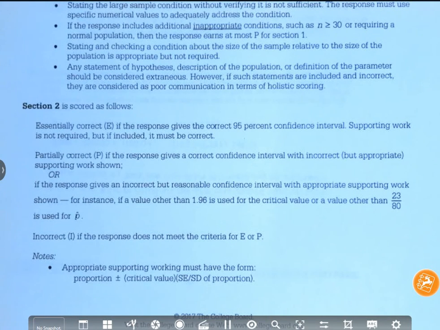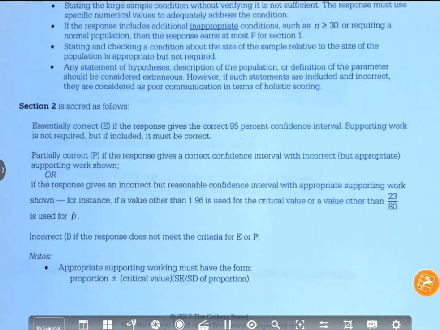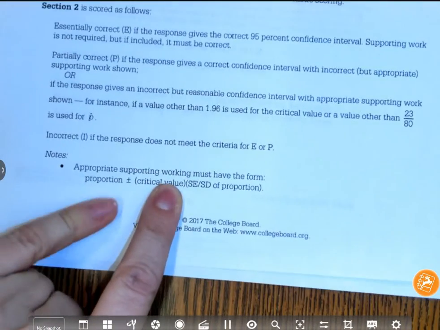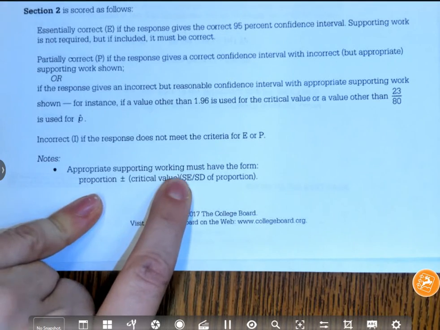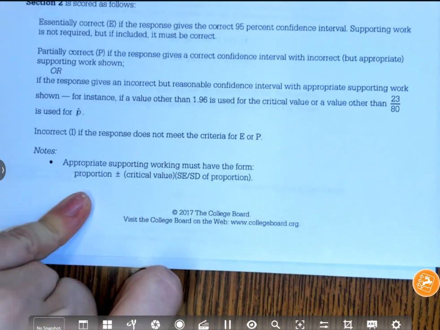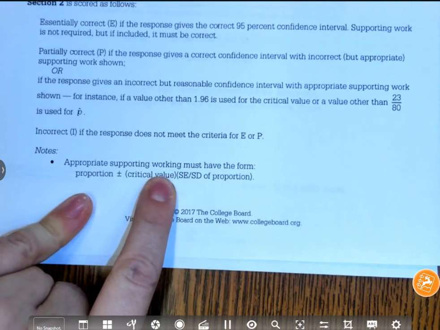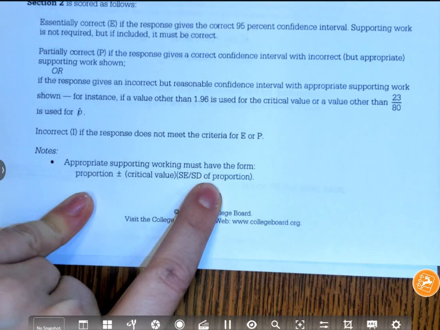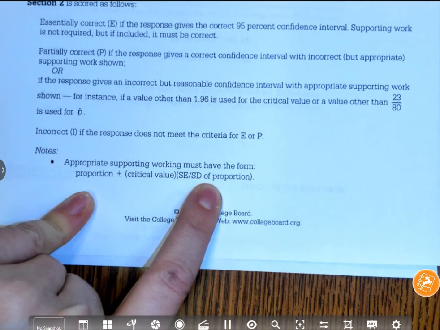Because we're like, hey, you know the nature of what I'm trying to test you on. So you made a calculation error. Okay. You've shown me you know what you're doing. Questions on what I'm talking about so far? So correctly computing it. And if you look here, alternate appropriate supporting work must have the form. So you must show the proportion plus or minus the critical value. That's your C star. And either your standard error or standard deviation, whichever way you want to identify that.